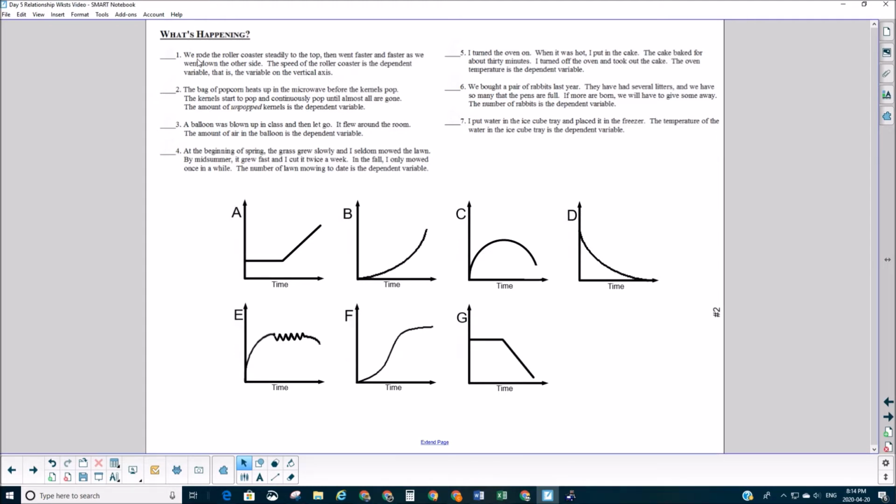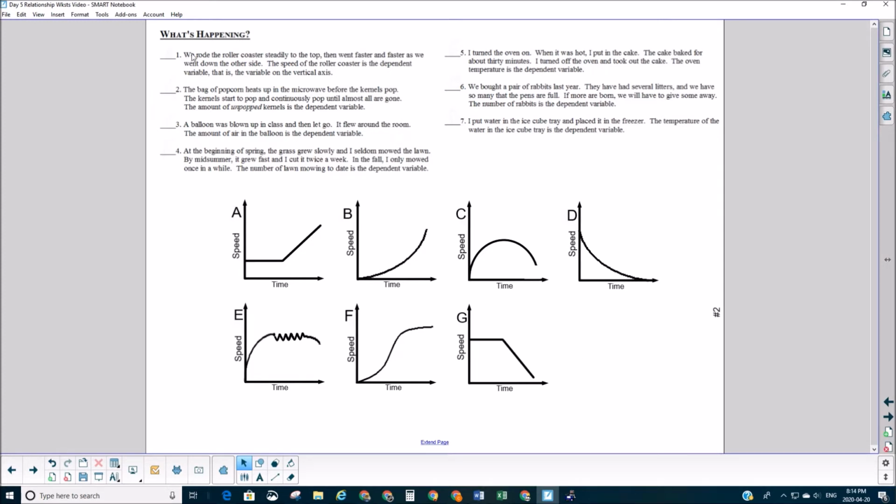The first question here says, we rode the roller coaster steadily to the top. Then we went faster and faster as we went down the other side. The speed of the roller coaster is the dependent variable. That is the variable on the vertical axis. So you're going to look at these graphs as if all of them say speed. I didn't put speed on one and then not label all the other ones, because then it'd be really easy to match up. But you're going to imagine that they all have speed on there.